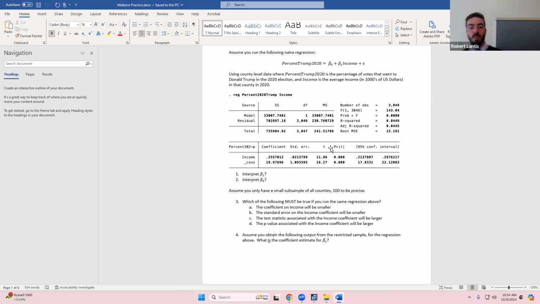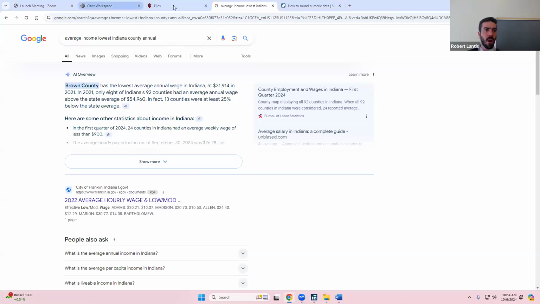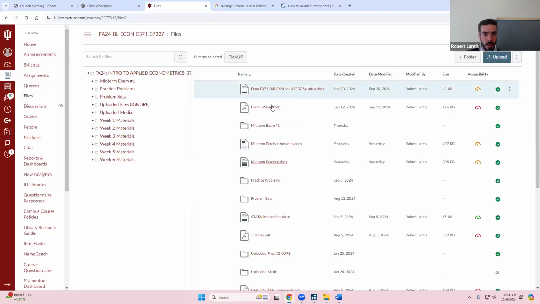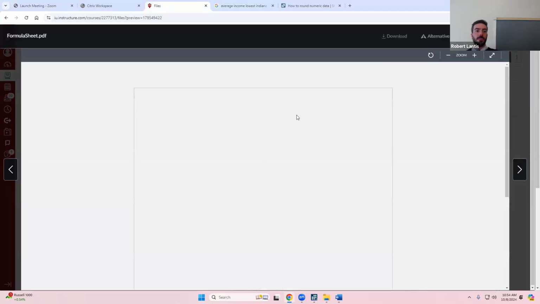So let's think about, I think we've already talked about this one today. I think seeing it written out always helps. And we're kind of talking about the exam now. This will be the formula sheet.